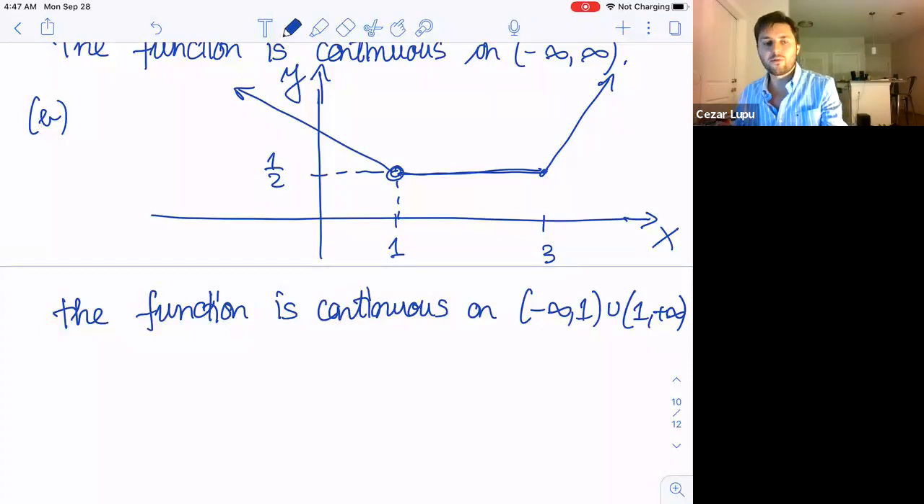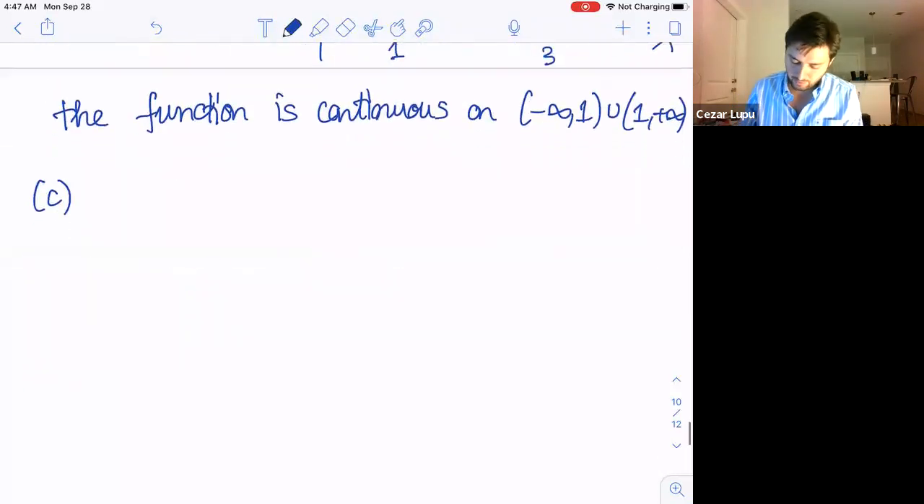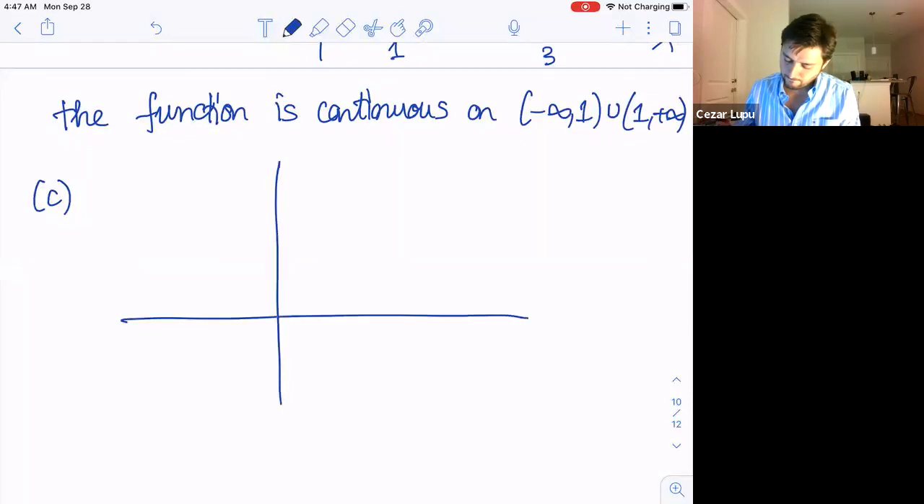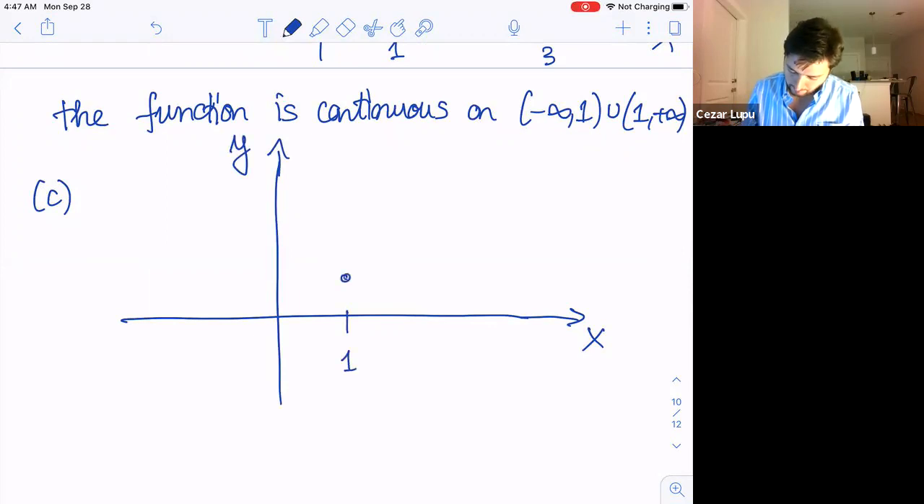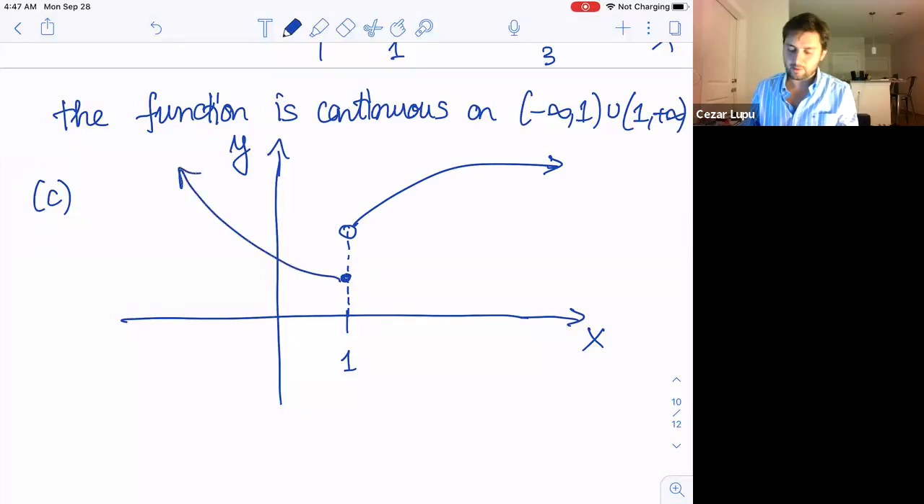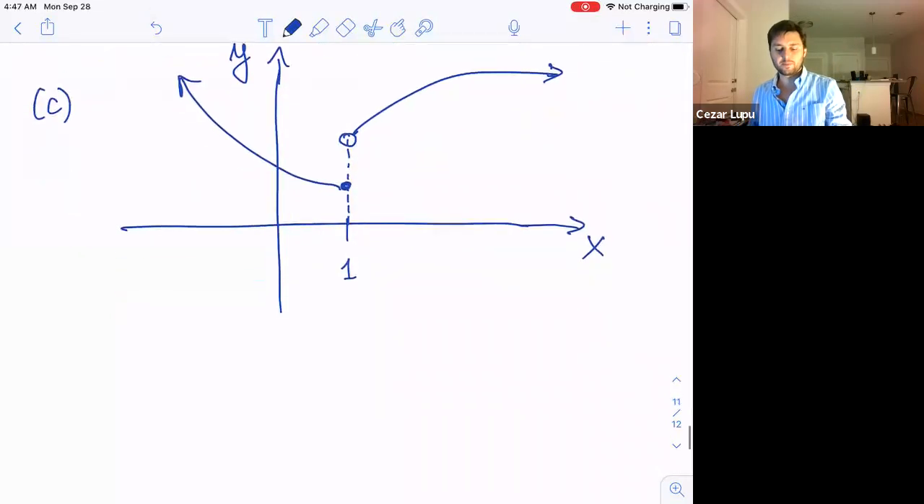Now let me draw another picture. So let's say we have the following scenario. Let's say we have the point 1 here, and here we have a point. And here we go with this, and here I have a hole. The function goes like this. And from here the function goes like this. So let's look at this graph. What do you think?